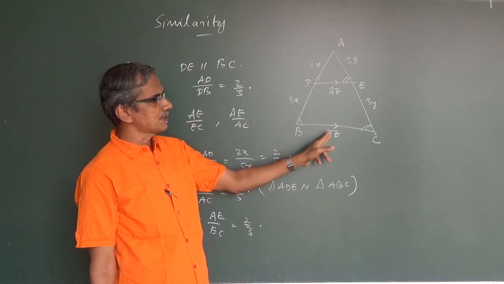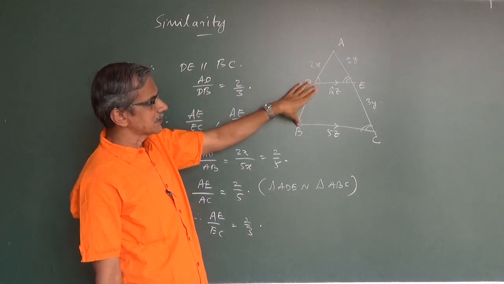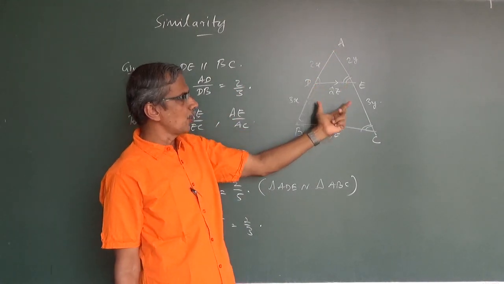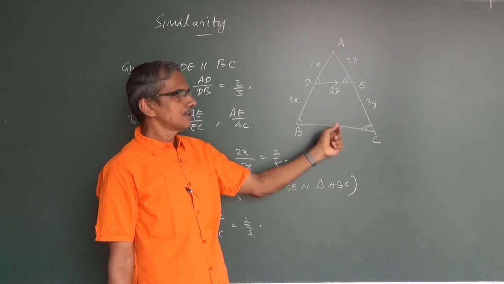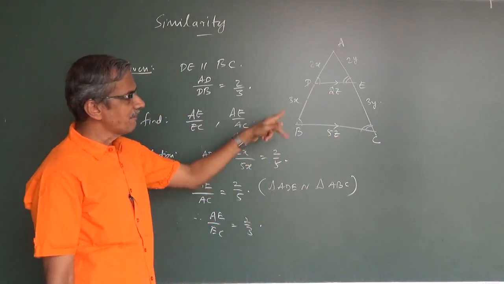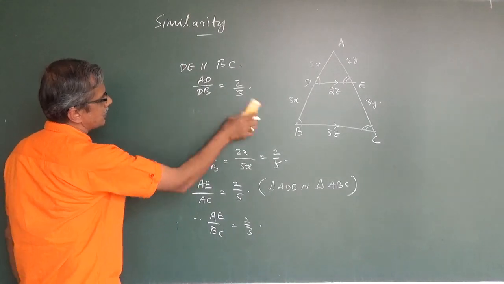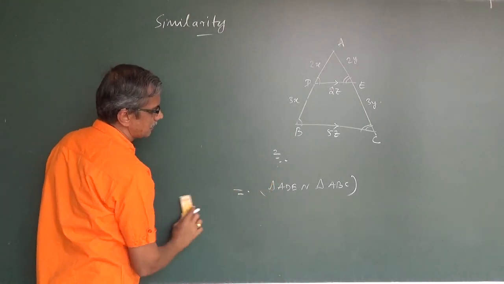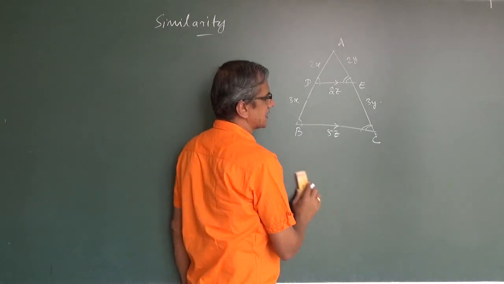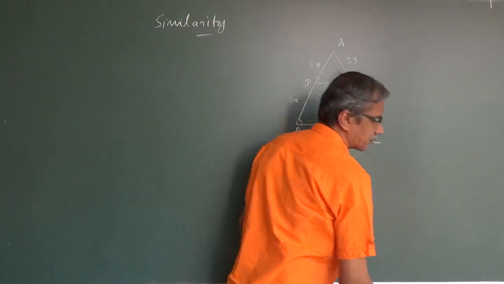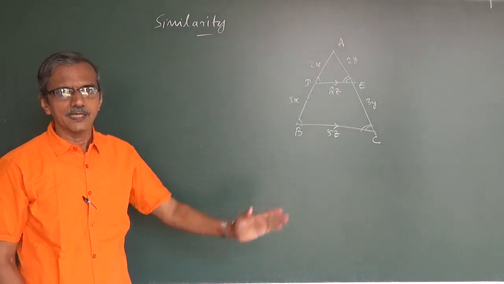This is not 2:3. This is segments, 2:3. This is whole. This and this are whole side. So this will be 2:5. This difference you have to remember and understand. I hope you understood this example, how to use similarity whenever this kind of problem comes.